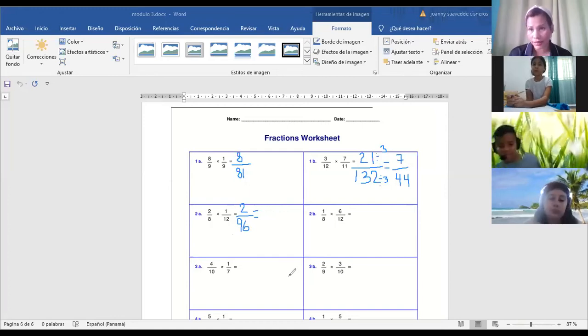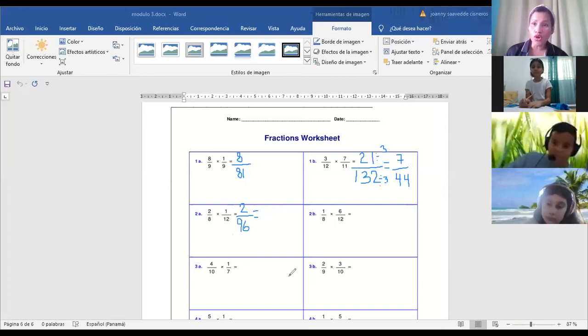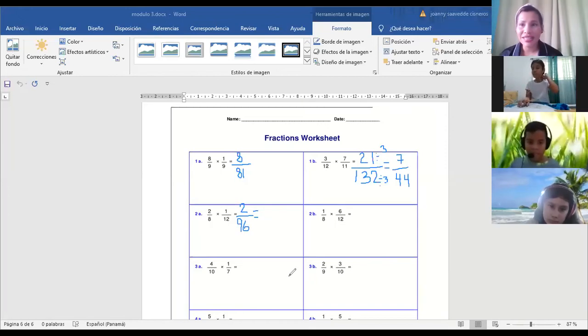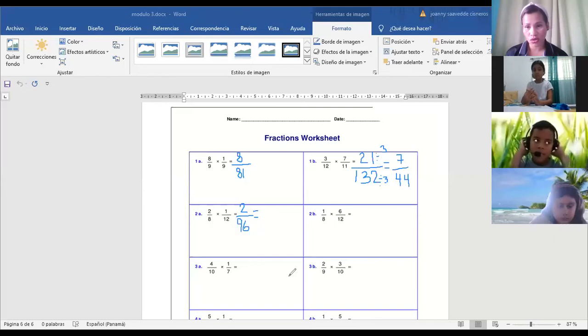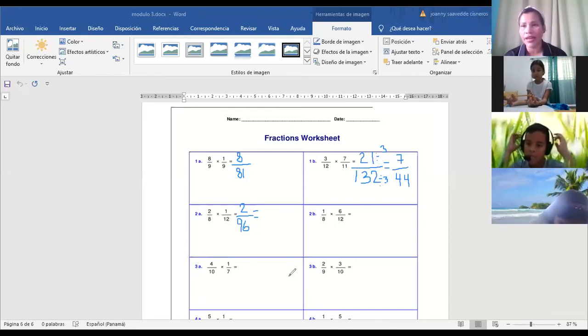So, resulta que todos los números pares se pueden simplificar por la tabla del 2. Y el 96 es un número par. ¿Cuáles son los números pares? Los que terminan en 2, 4, 6, 8 y 0. Esos son los números pares. So, 96 is possible to be simplified.